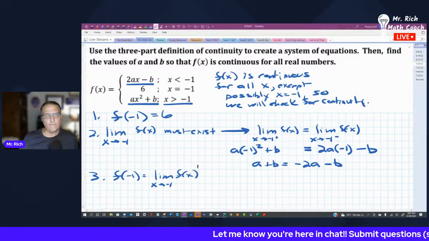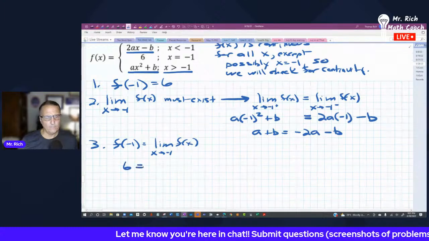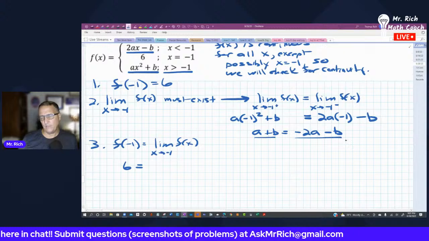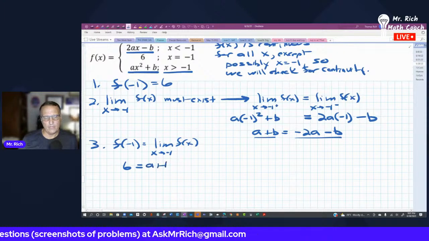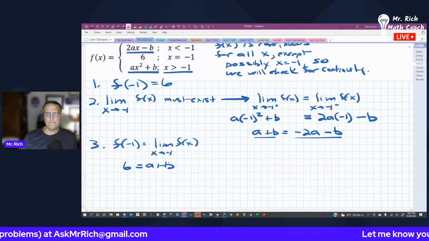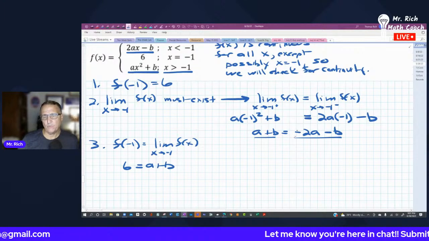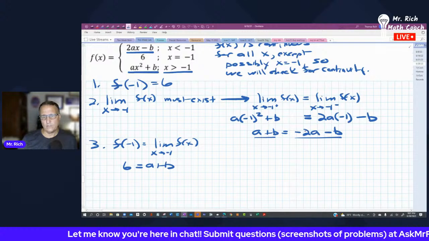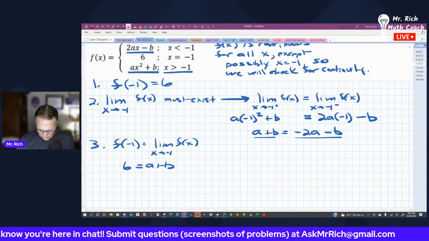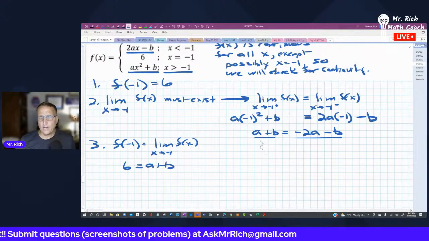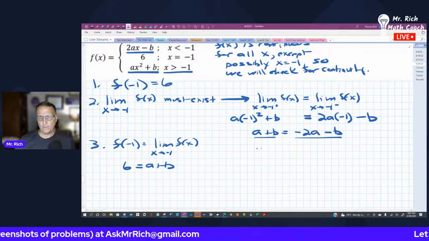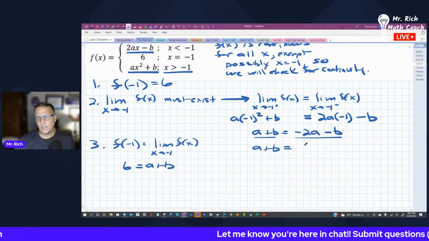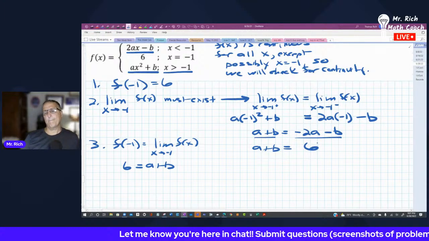Okay, well, I know what f of -1 is. It's 6. Now, the limit is going to be equal to either of these two things. So I'm just going to say that it's equal to a plus b. I could have put -2a minus b. That'd be fine as well, because I've already equated those two things together. So here is our equation. So what I've got here is a plus b equals -2a minus b, and I have a plus b is equal to 6, like that.